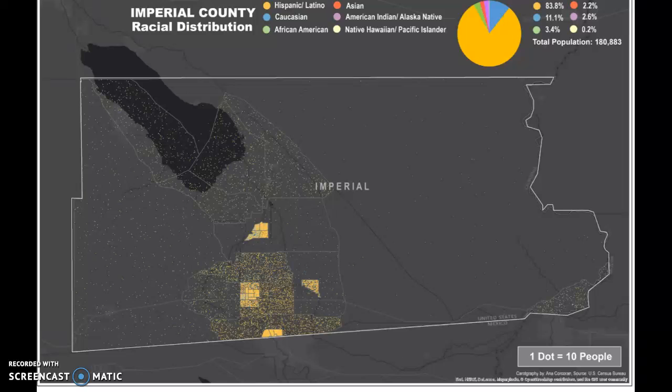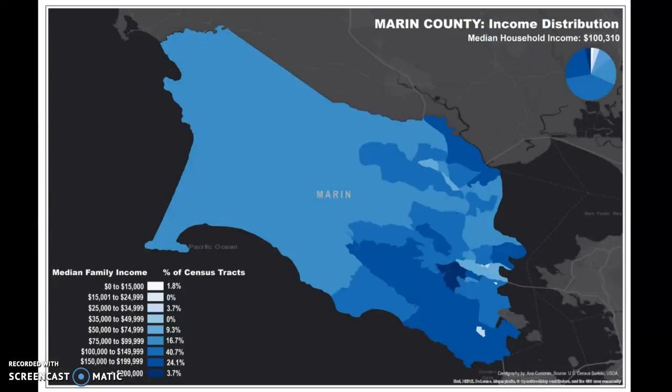Again, most of the cartographic design was very simple. It looked a bit different just because most of the population was concentrated in only a few census tracts, because the population is much less in Imperial County. And for both of these dot density maps, I used data from the U.S. Census Bureau. The second set of maps I made compares the income distribution of Marin County to Imperial County.